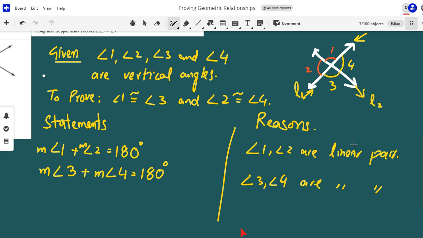I'm naming this line L2. So with this line, angle 2 and angle 3 are also linear pair angles, right? And angle 1 and angle 4 are linear pair angles. Is it clear? Yes. So that means measure of angle 2 plus measure of angle 3, I'm writing for this purpose, is 180 because angle 2 and angle 3 are linear pairs.